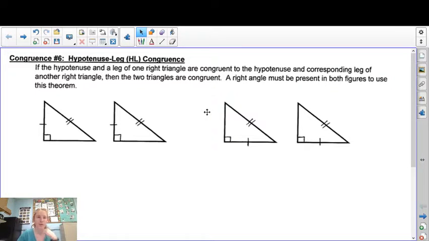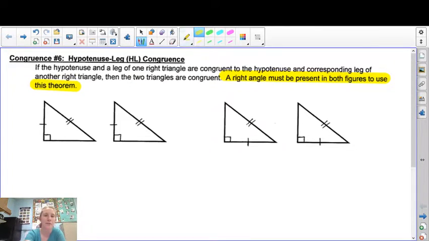All right, guys, today we're going to talk about hypotenuse leg congruence. That happens if the hypotenuse and a leg of one right triangle are congruent to the hypotenuse and a corresponding leg of the other right triangle, then they are congruent. The big key part here, so we're going to grab our handy highlighter, is a right angle must be present in both figures to use this theorem.